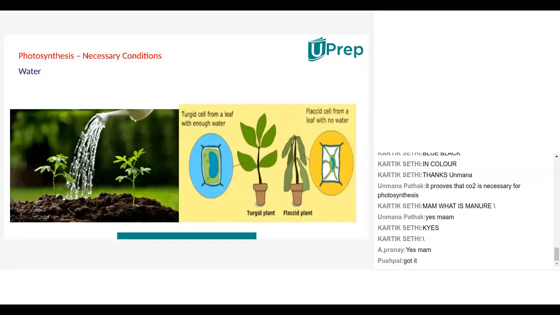Now we will discuss why water is important. Of course, water is important, but why is water important and how do we prove this point? That we will study today. Okay, can anybody take up this experiment? Can anybody take up this activity? Anybody want to volunteer?